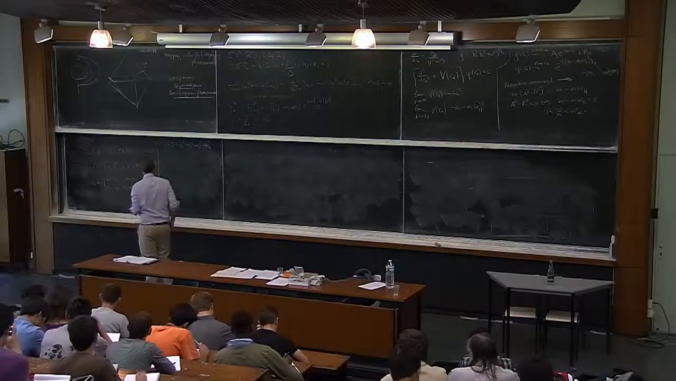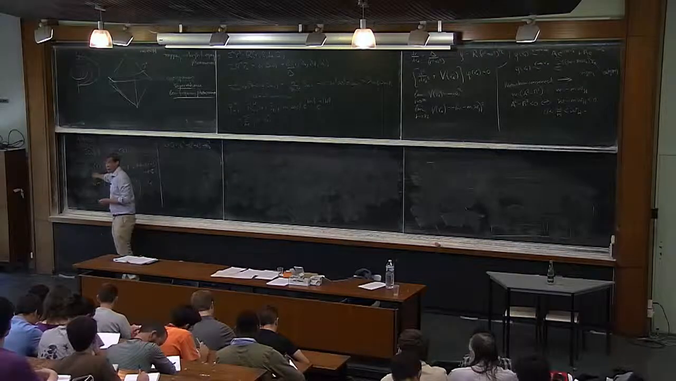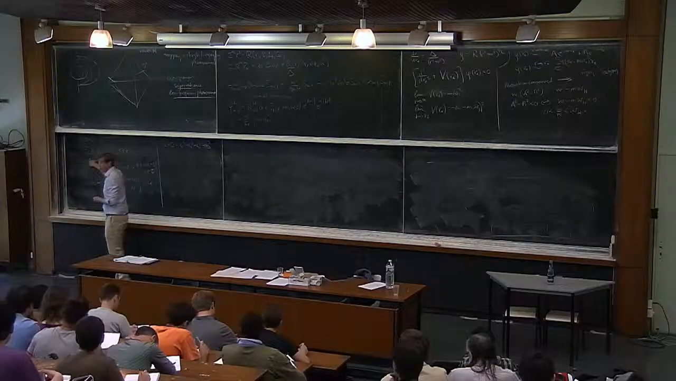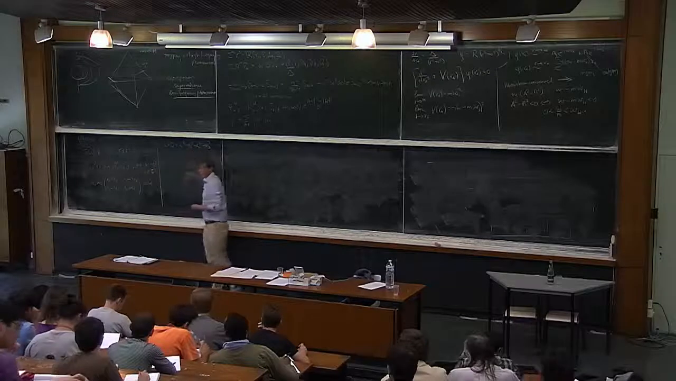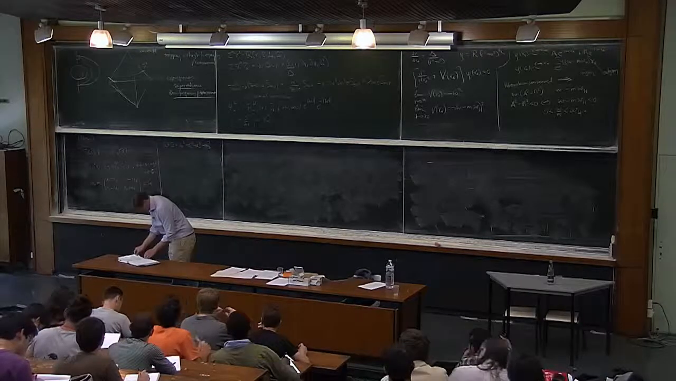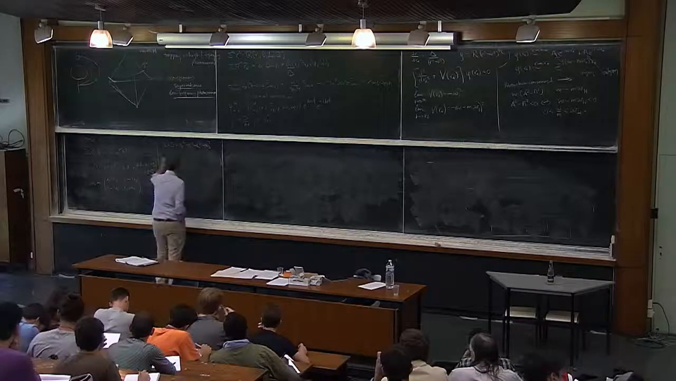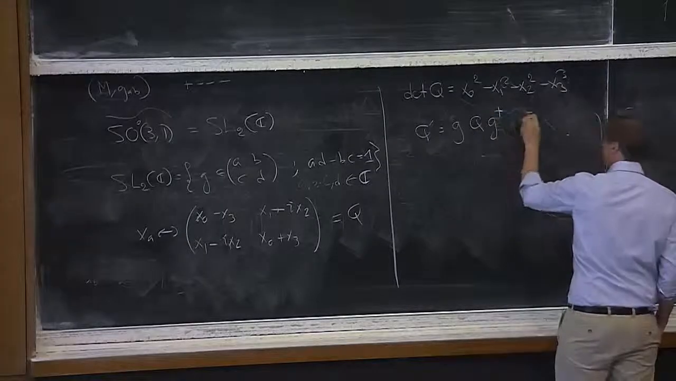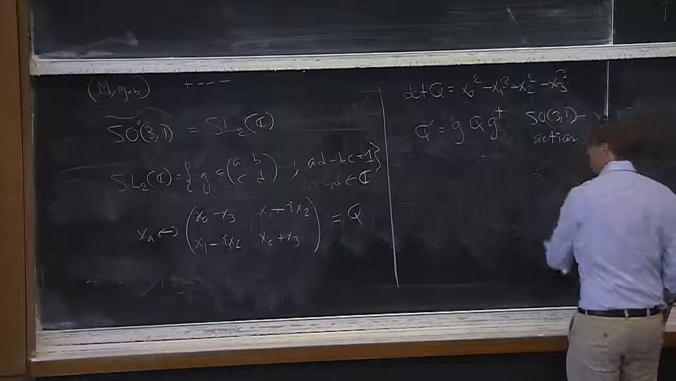And now you see that if we act by conjugation by these SL2C elements, then that gives an action of SL2C which double covers the SO(3,1), because that action preserves the determinant, and therefore it will double cover the action of the Lorentz group.